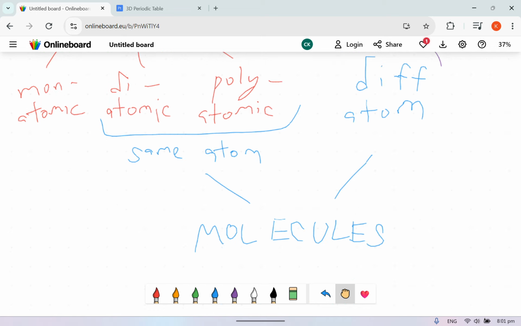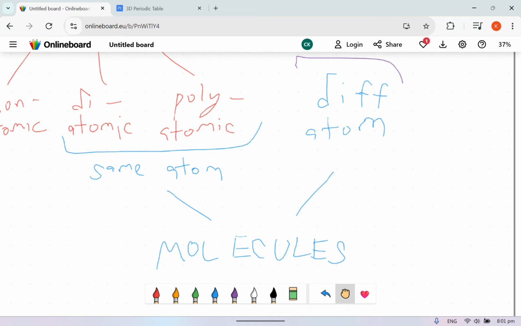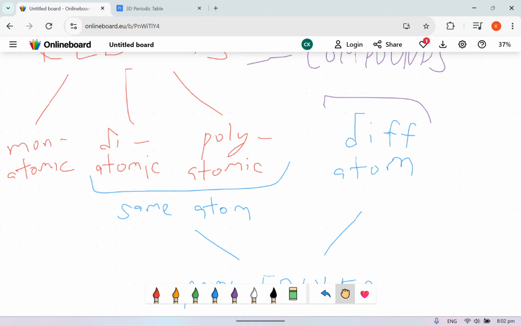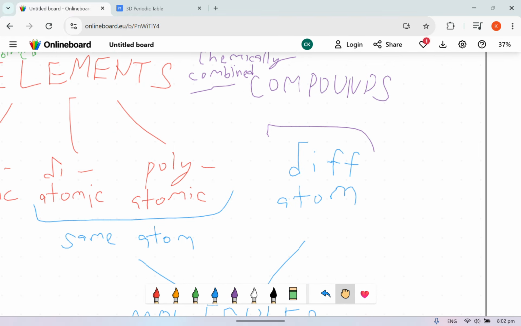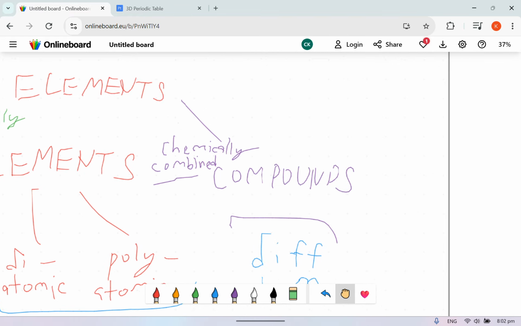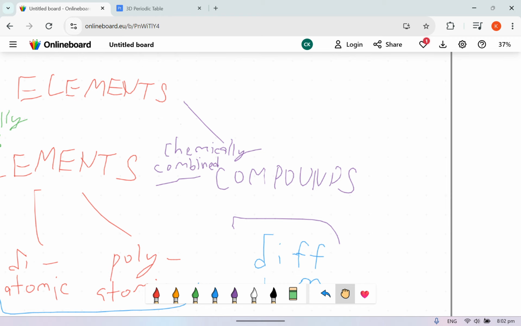Direct. Now, molecules can also be different atoms. There can also be different atoms in the molecule. So there are two types, same atom and different atom type. The different atoms basically means the molecules are two or more atoms chemically combined together. If they're the same, they go under this category. If they're different, they go under the compounds category, which are two elements chemically combined together.